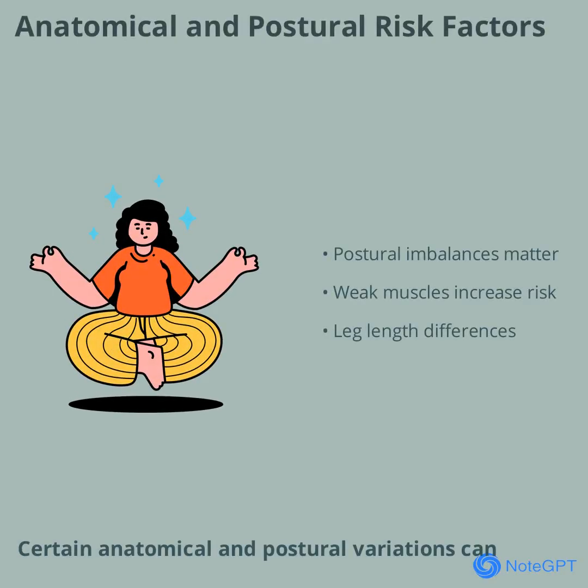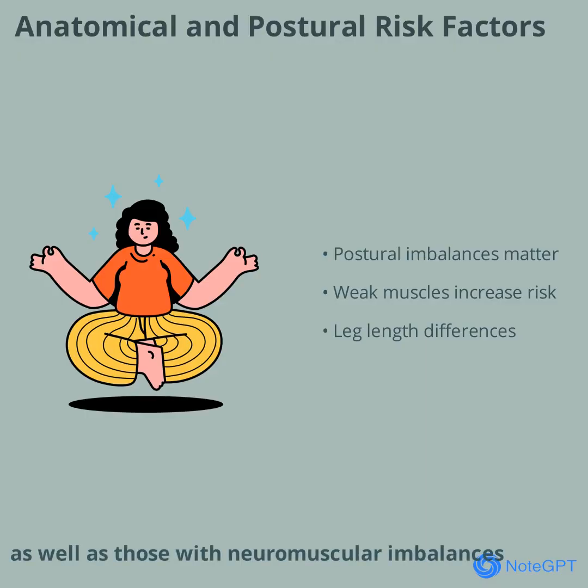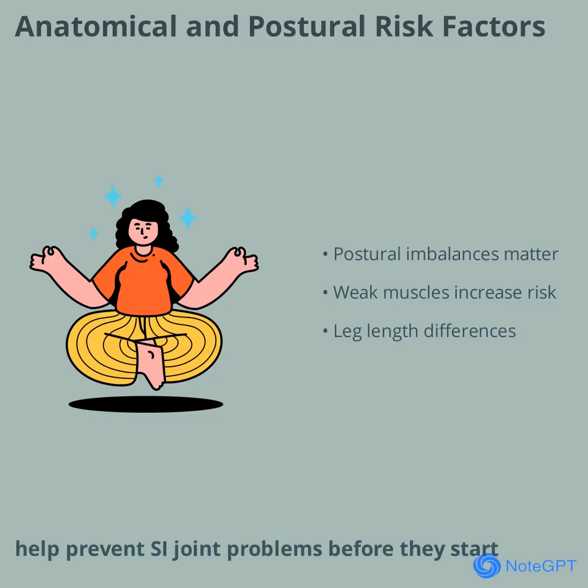Certain anatomical and postural variations can increase the risk of SI joint dysfunction. Exaggerated lumbar lordosis, anterior pelvic tilt, and leg length discrepancies all alter how forces are transmitted through the pelvis. Weak core or pelvic muscles can further destabilize the joint, making it more susceptible to injury. These factors are particularly important in individuals who are sedentary or have poor posture, as well as those with neuromuscular imbalances. Addressing these underlying issues through targeted therapy can help prevent SI joint problems before they start.